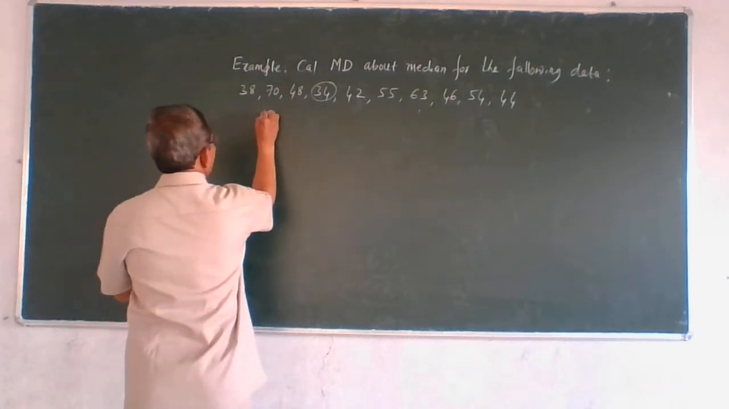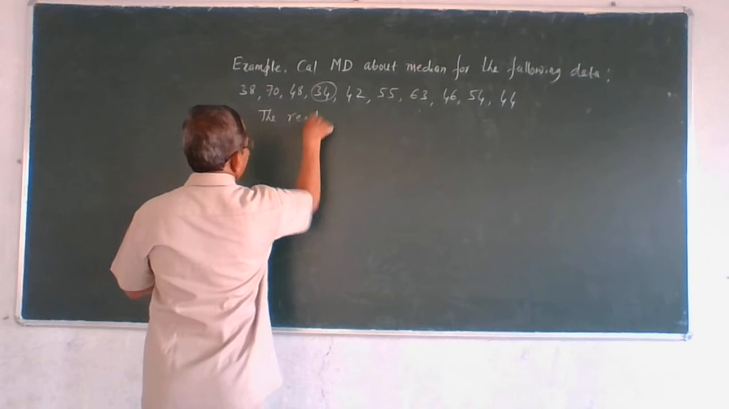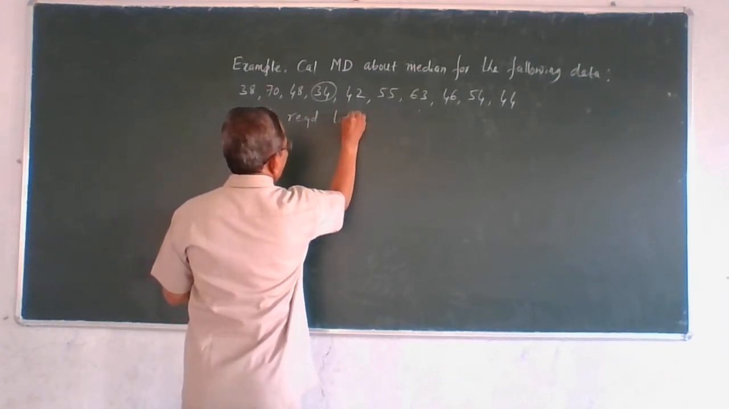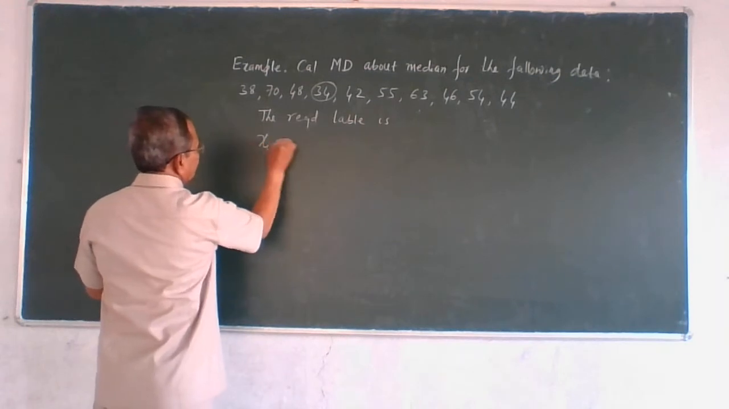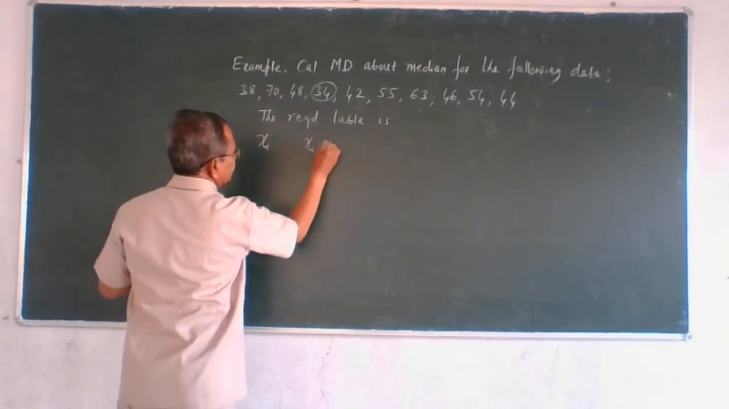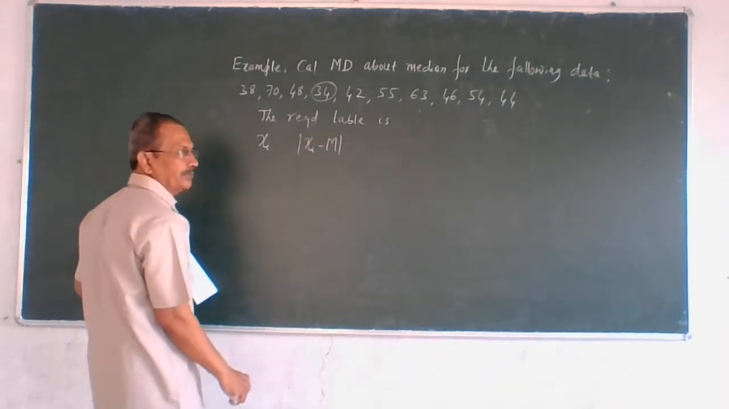So what do we require? The required table is xi, then xi minus m, modulus of xi minus m.